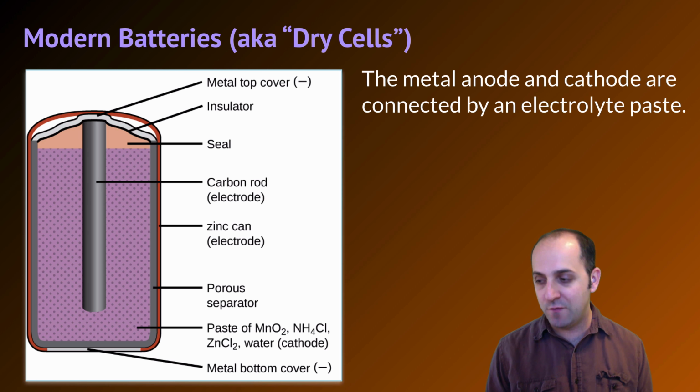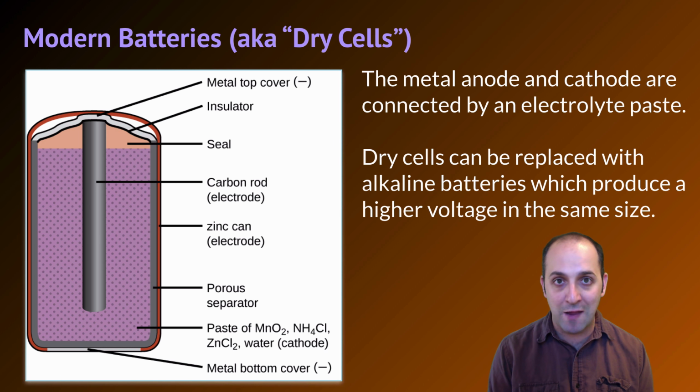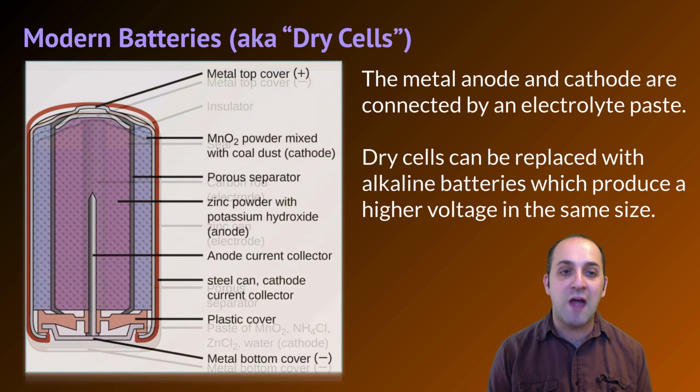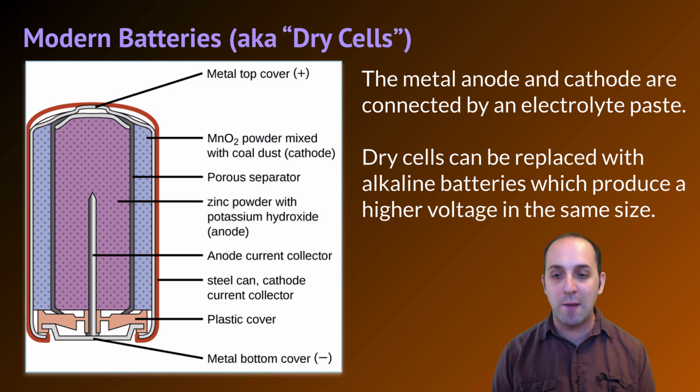These would run out relatively quickly, and so over time they've basically been replaced by alkaline batteries, which are the major batteries that you can buy in the store, your Duracells and your Energizers. They have the same size, but they can produce a higher voltage, and so they're much more desirable in modern commercial products. You can see the diagram of an alkaline battery over here.